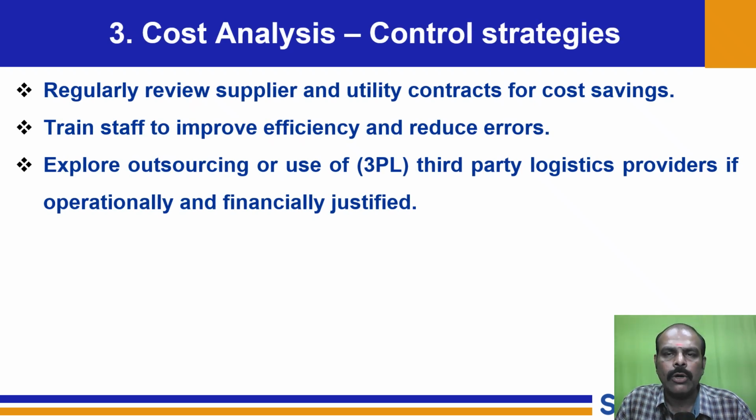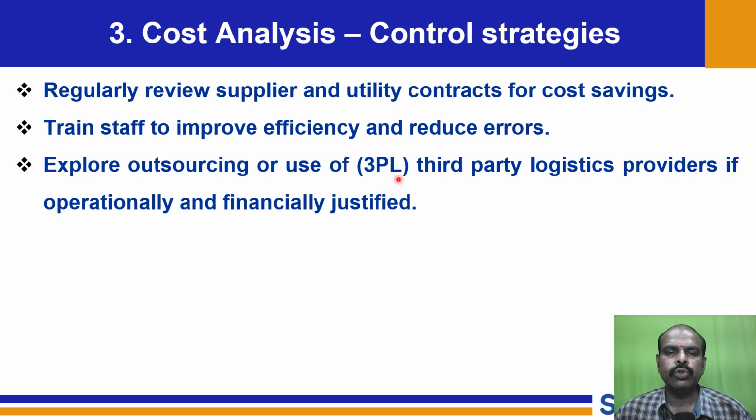Cost analysis and control strategies. The next important thing is to regularly review supplier and utility contracts for cost savings. We can explore the items, not with respect to cost cutting. Don't get confused between cost cutting and cost saving. Cost saving is a different part and cost cutting is a different part. Our aim is to save the cost. Train staff to improve efficiency and reduce errors. Though we have very good systems, unless the staff are proficient in them, we are unable to get the expected results. So that has to be thought of.